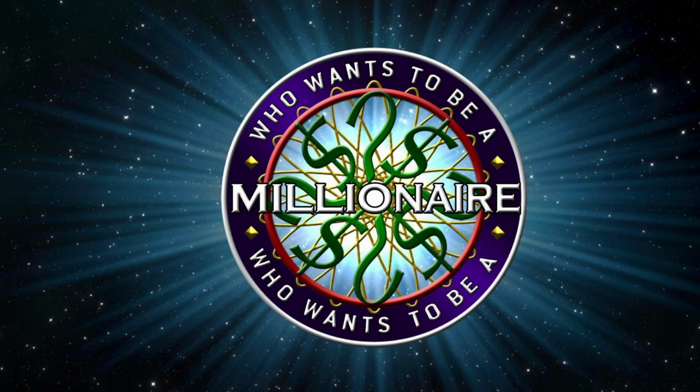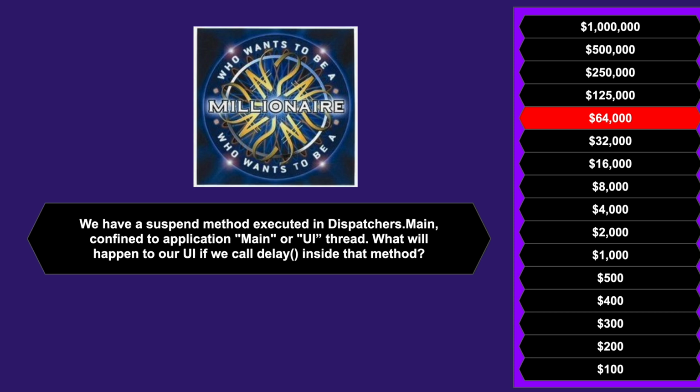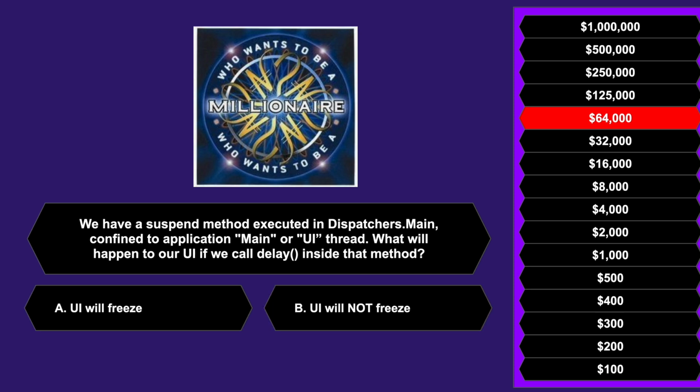Let's play a game. Time to test our coroutines intuition and knowledge. We have a suspend method executed in dispatcher's main, which as we know is confined to the application main or UI thread. What will happen to our UI if we call the delay suspend method inside that suspend method? A, our UI will freeze. B, our UI will not freeze.